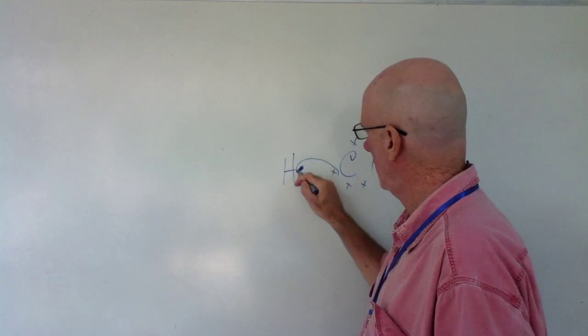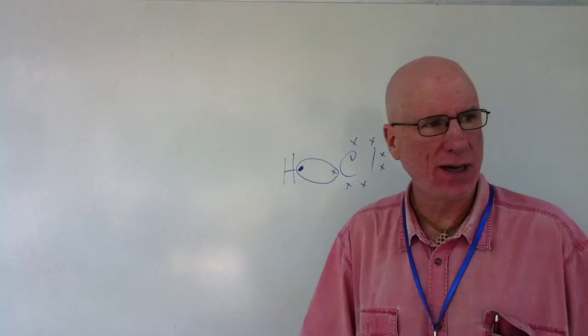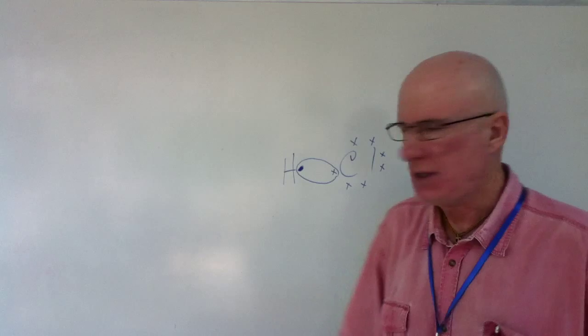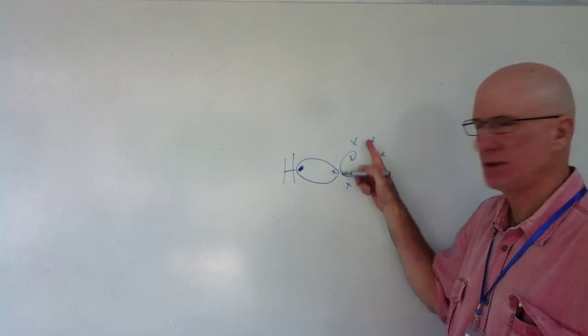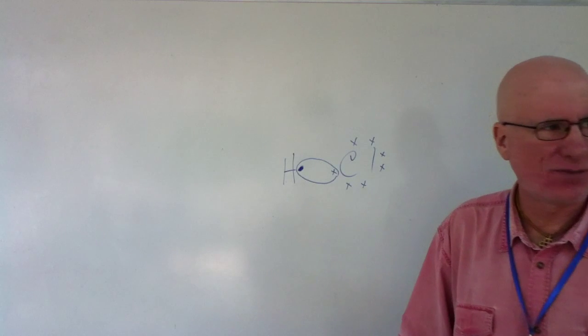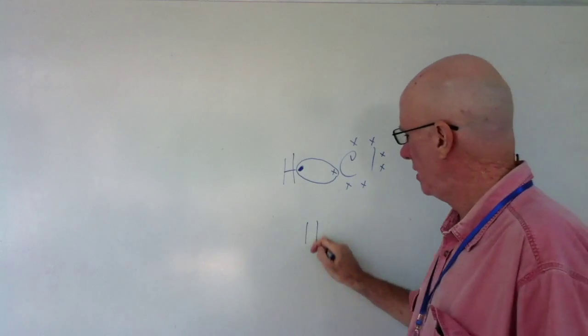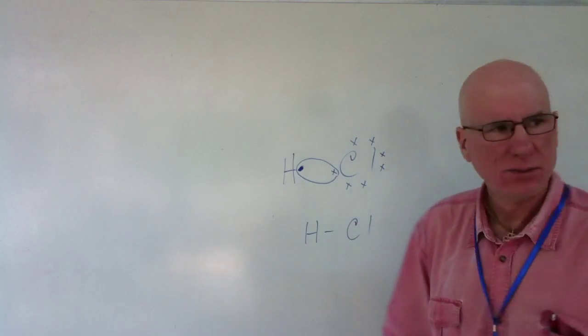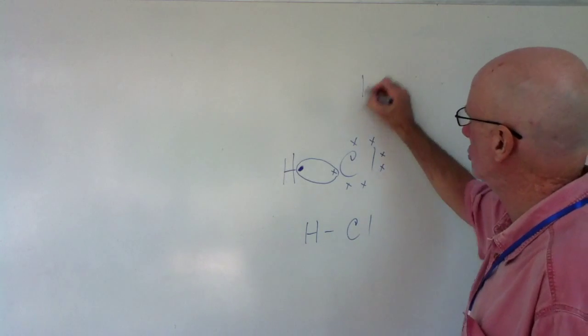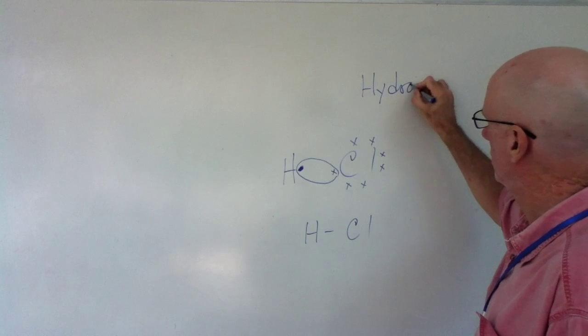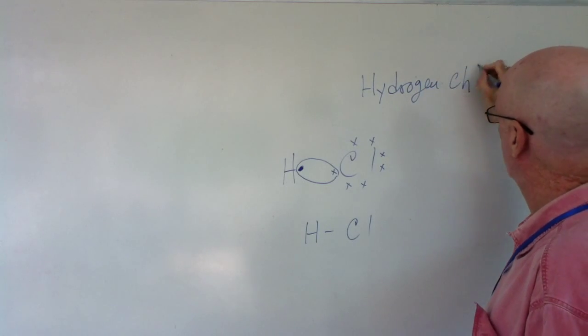So here we have a bond that forms, correct? Yes or no? These are actually Lewis dot structures, if you want. It's a Lewis dot structure. I just made X's just to differentiate them from the dot, okay? So here is your atom, your molecule. This is called hydrogen chloride.